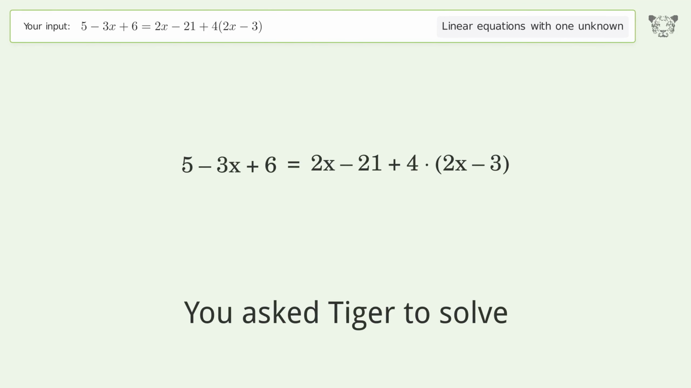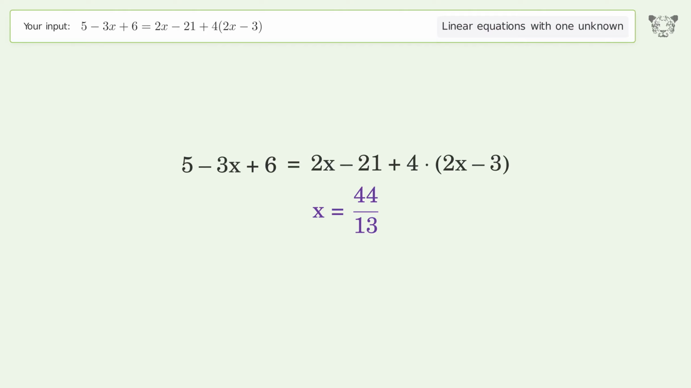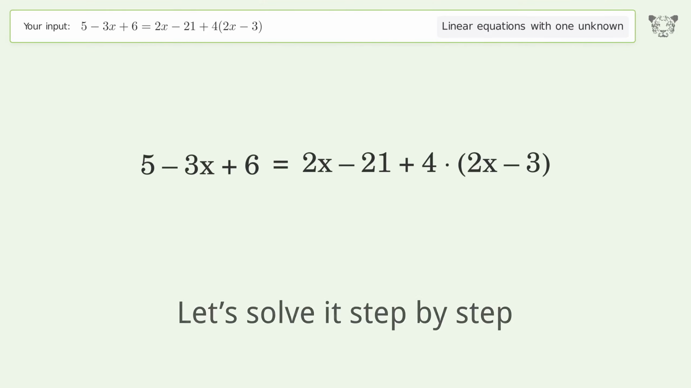You asked Tiger to solve this. It deals with linear equations with one unknown. The final result is x equals 44/13. Let's solve it step by step.